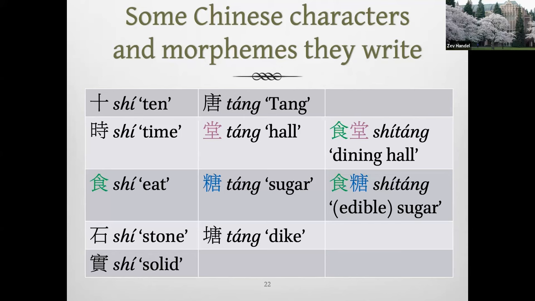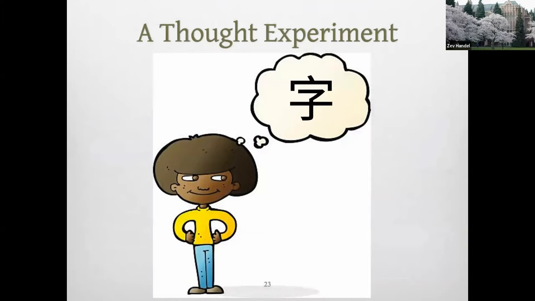So this is the way modern Chinese writing works. And it's the way Chinese writing has worked to write Chinese for at least the past 2,000 years or so. Okay, so now we're going to do a little thought experiment.